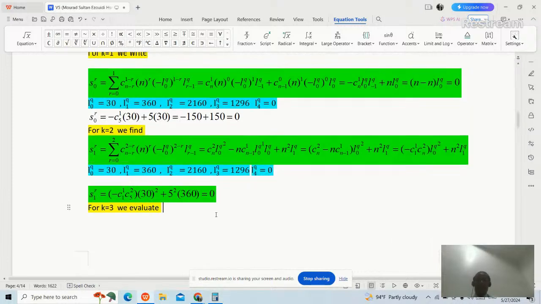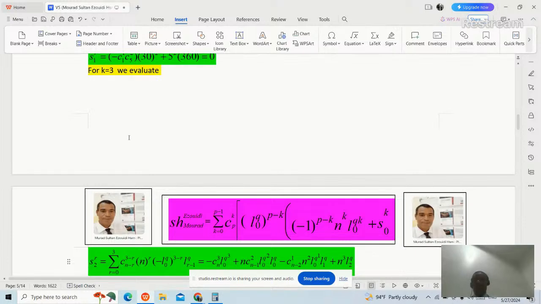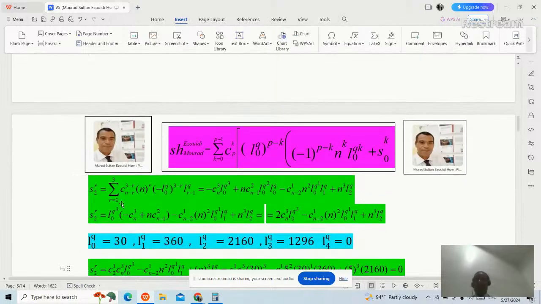We continue. Now for k equal 3, we evaluate the value of S2. Therefore S2 is the sum from r equal 0 to 3 of combination n minus r, n raised to the power r, between parentheses, negative a0 for the q raised to the power 3 minus r, L_r minus r1 of Odq, equal negative combination n choose 3 at a0 for the q raised to the power 3 plus n combination n minus 1 choose 2 at a0 for the q squared times a0 for the q minus combination n minus 2 choose 1 n squared a0 of Odq, L1 of Odq plus n cubed L2 of Odq.